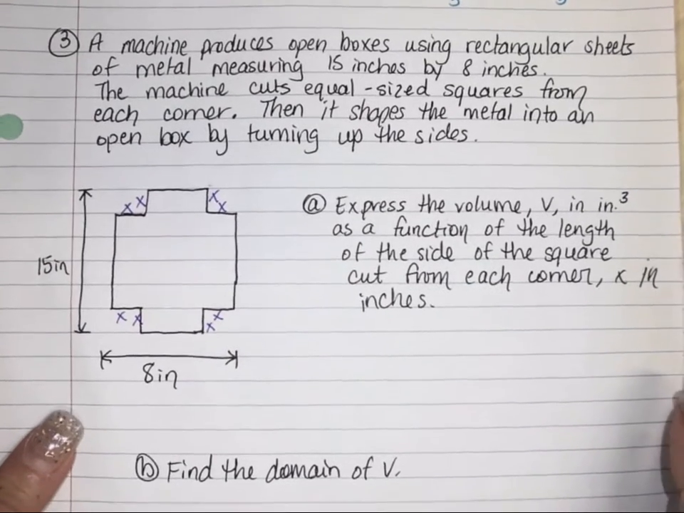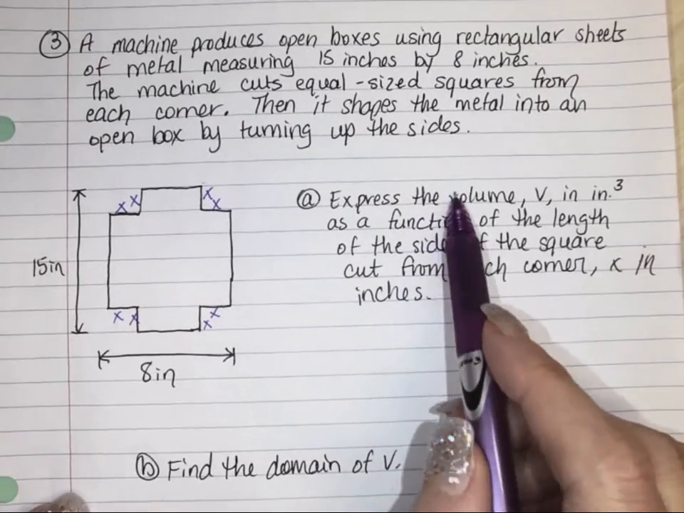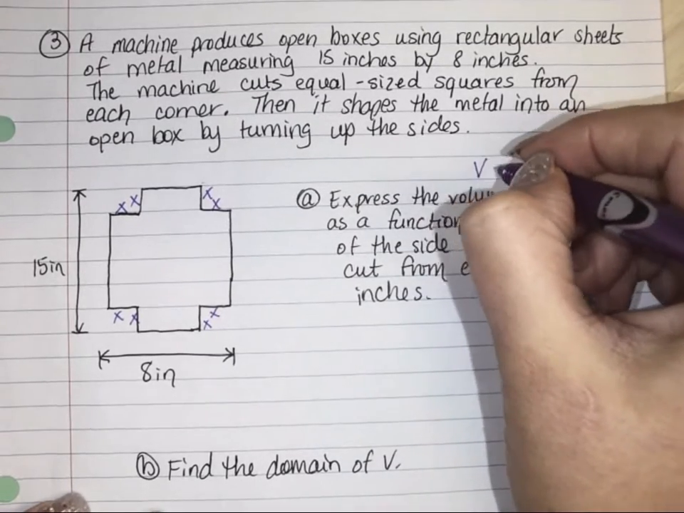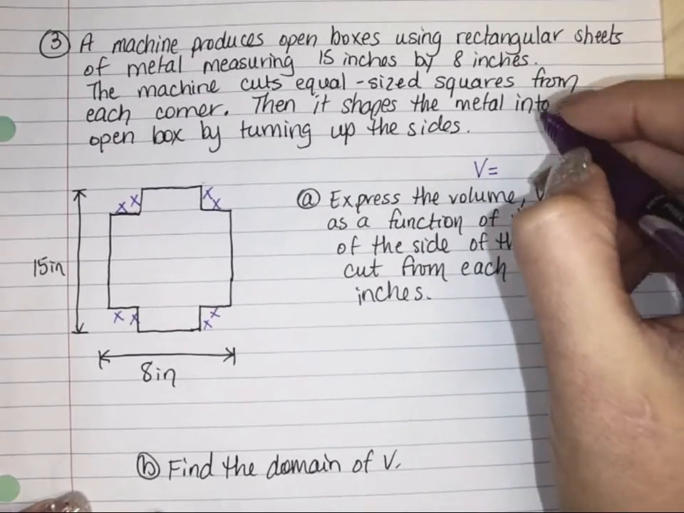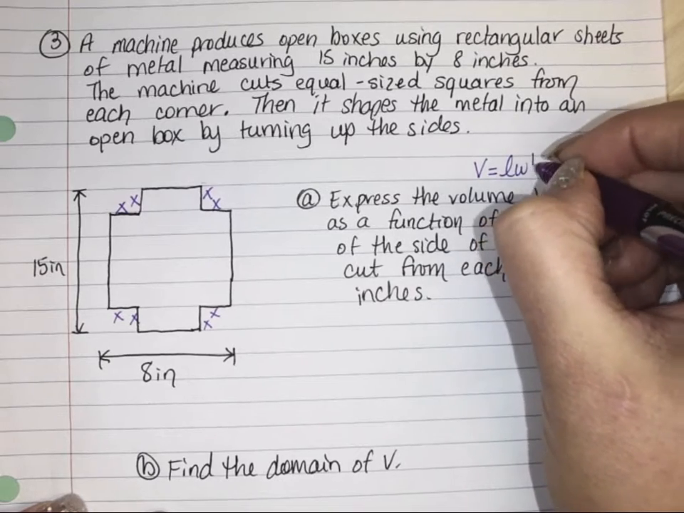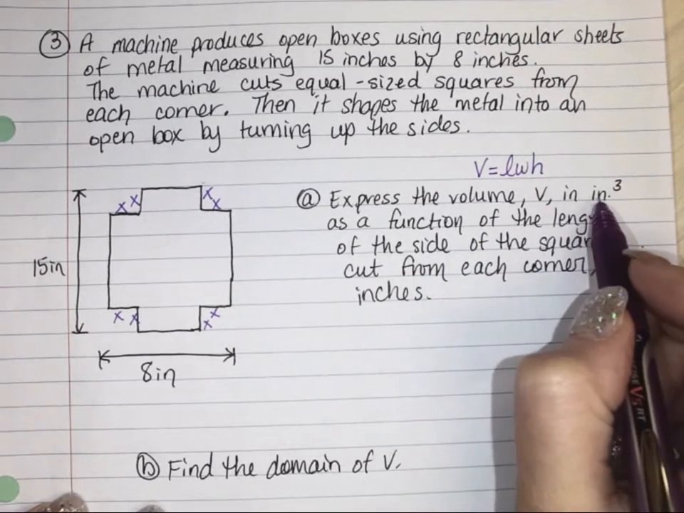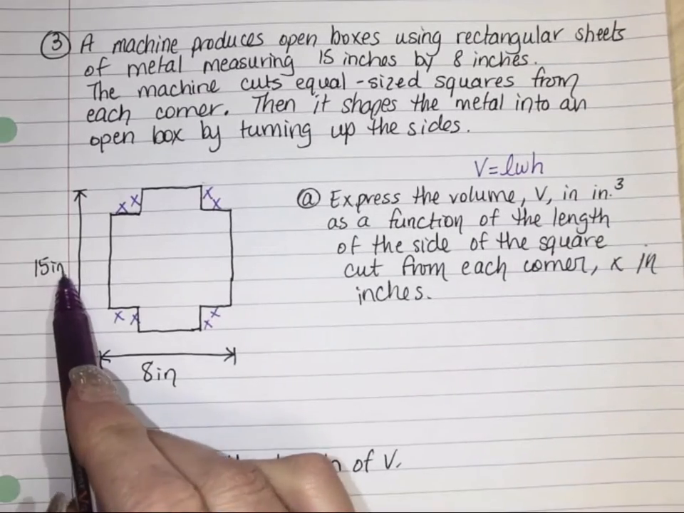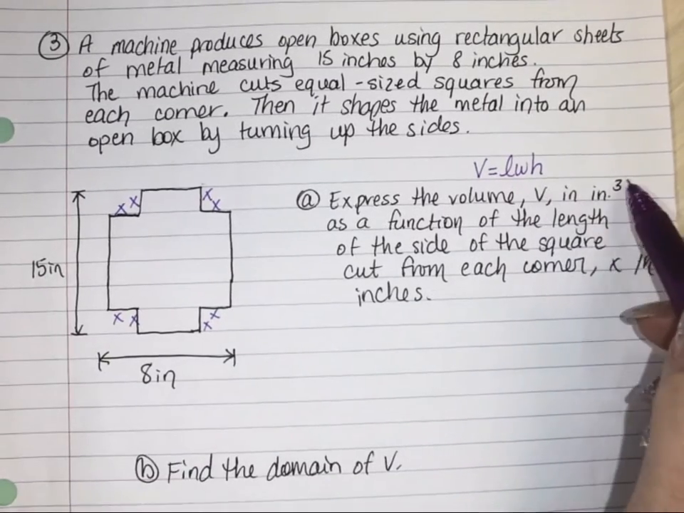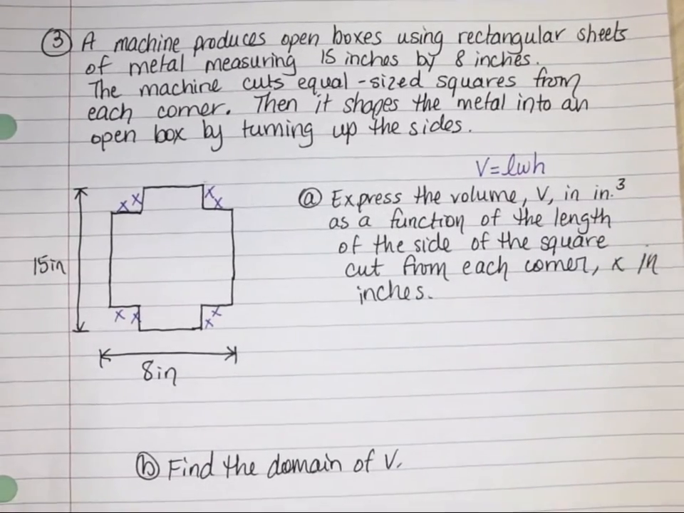Part A asks you to express the volume. So recall the volume of a rectangular prism or a box is length times width times height. And it's always in units cubed. So my units in this case are inches. So it just says volume is in inches cubed, which we know it will be.